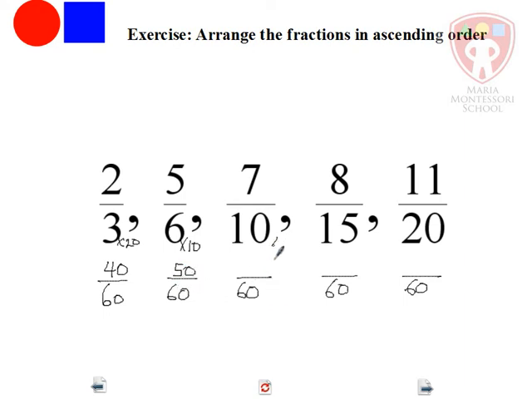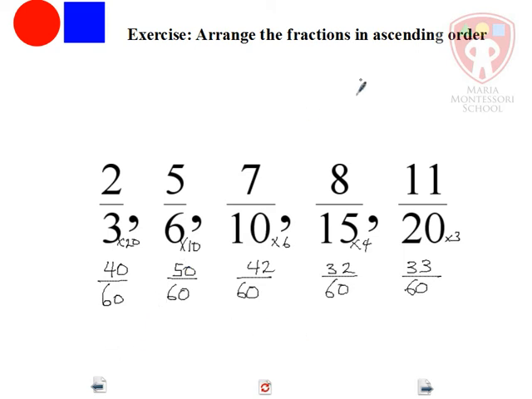Here, what have we done? Times it by 6. 7 times 6, 42. Here, we've times it by 4. And 4 8s are 32. And lastly, here, we've times it by 3. Do the same to the numerator, so we get 33. And now we're in a position to compare them.